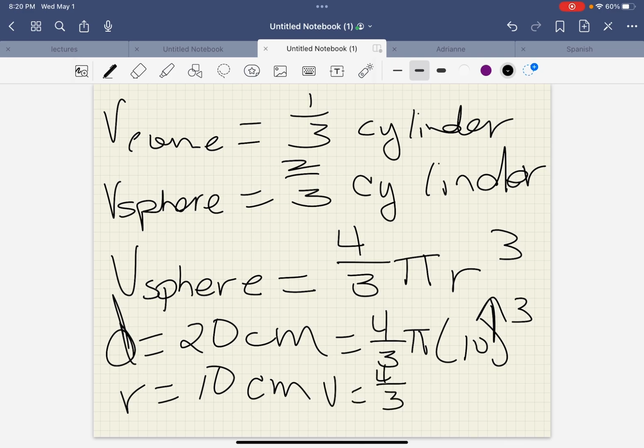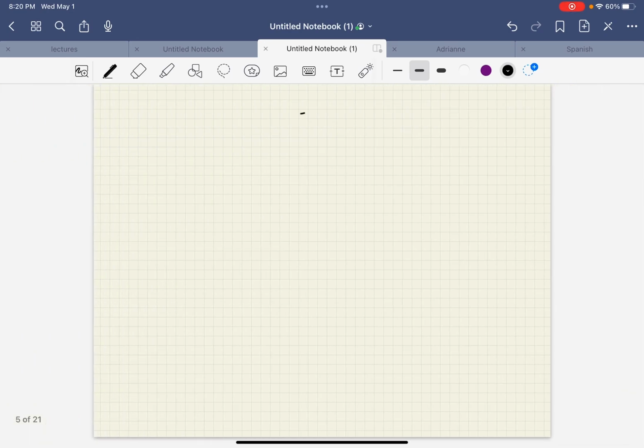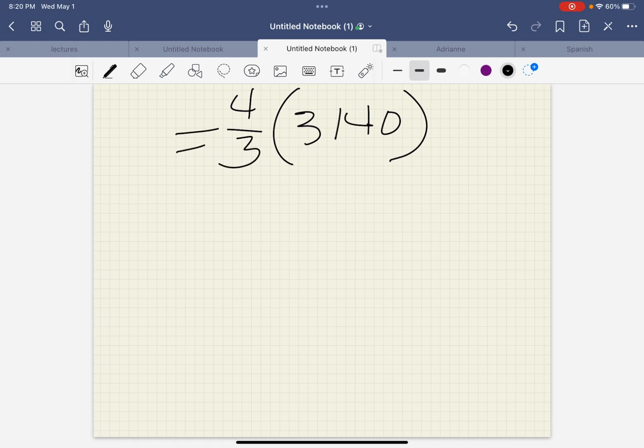And let's see, what does it say to use? Round the answer to the nearest 100. Okay, so we're going to use 3.14 for pi. And then 10 cubed is 1 with 3 zeros, isn't it? All right, so if I multiply 1,000 times 3.14, that's going to give me 3,140. And then we have to multiply that times the 4/3.